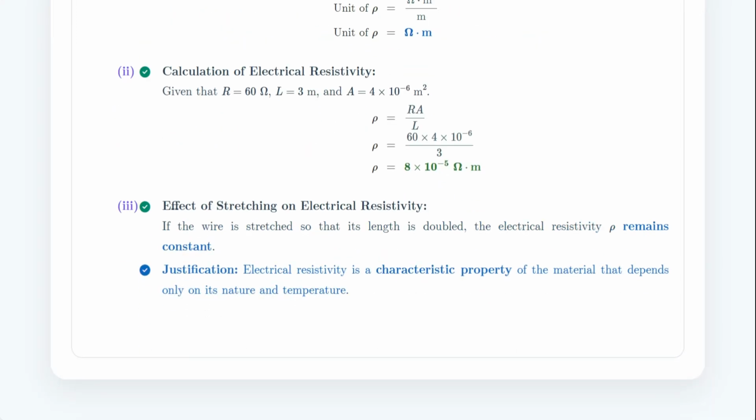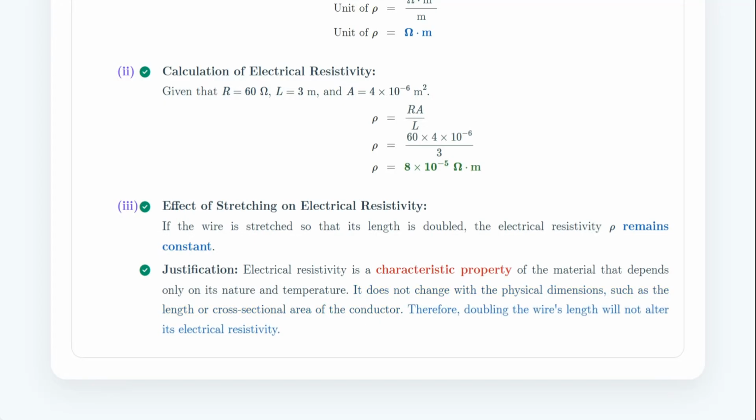Why? Because resistivity is a characteristic property of a material. It's like the DNA of the metal. It only depends on the nature of the material itself and its temperature. It does not care about physical shape or size. Stretching it, bending it, or cutting it changes its resistance, but never its resistivity.